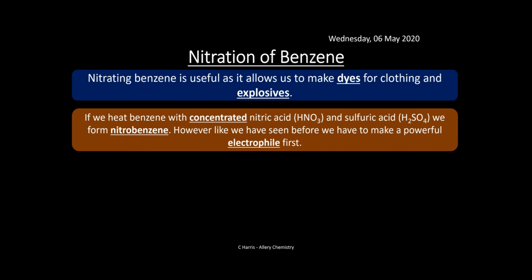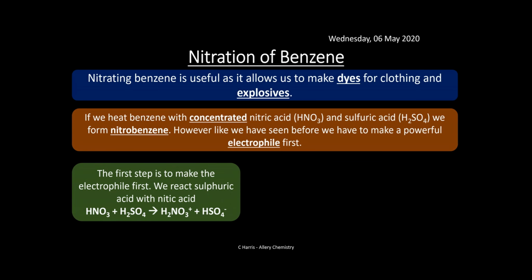So what we do is heat benzene with concentrated nitric acid and sulfuric acid, and we form nitrobenzene. However, just like before, we have to make a powerful electrophile first. We can't just take nitric acid and add it to benzene. We have to make a powerful electrophile first. So here's the first step.